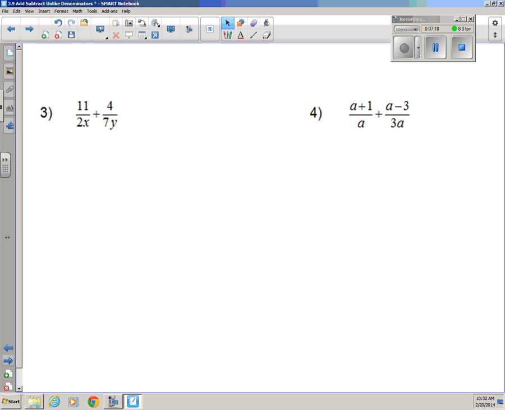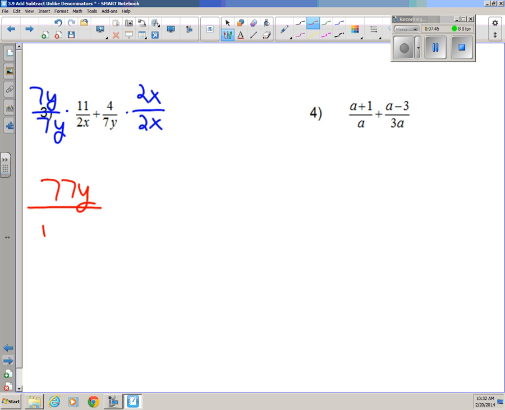Let's keep on going. 2x and 7y, they're not the same thing, but what could they both turn into? Well, the 2 and the 7 can both become a 14, and they each need to have 1x and 1y. Easy enough. I'm going to multiply this first fraction by 7y, top and bottom. I'm going to multiply the second fraction by 2x, top and bottom. So the first fraction turns into 77y over 14xy. The second fraction turns into 8x over 14xy.